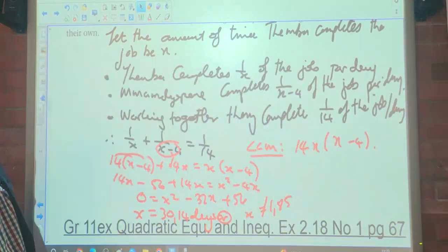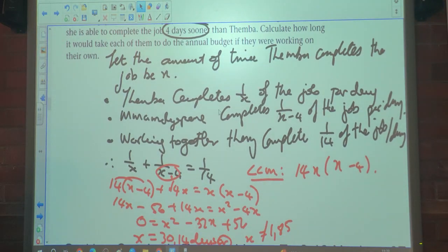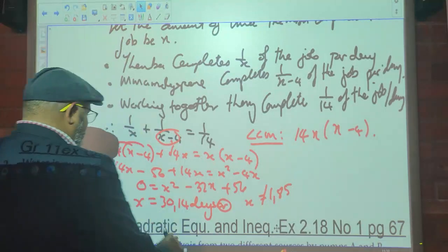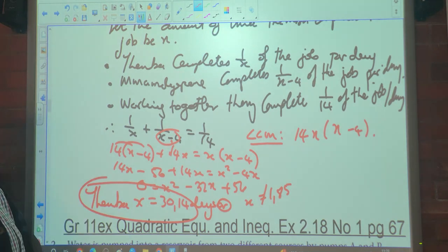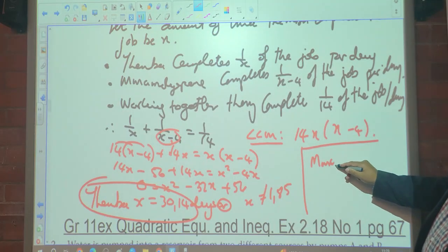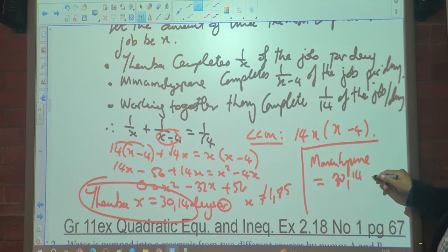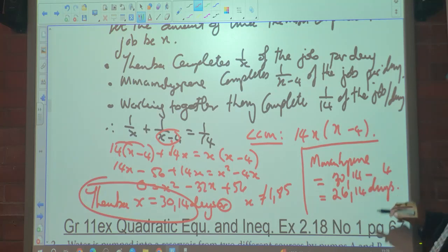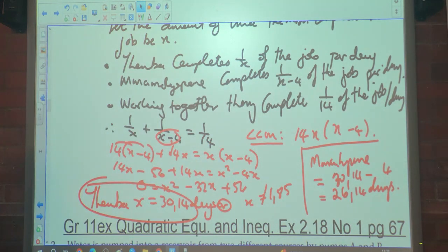So just coming back to the question. The question says, calculate how long will it take each of them to do the annual budget if they were working on their own. So working on their own, this is Temba. Temba would take 30,14 days, whilst Mamokabane will be 30,14 minus 4, which is 26,14 days. Alright. Any confusion there? It's fairly simple, no?